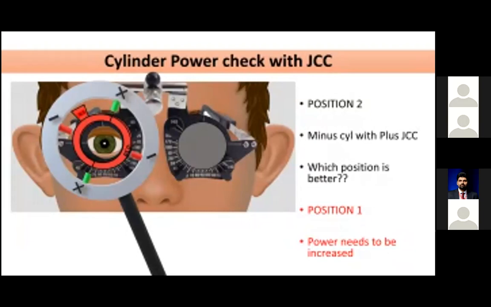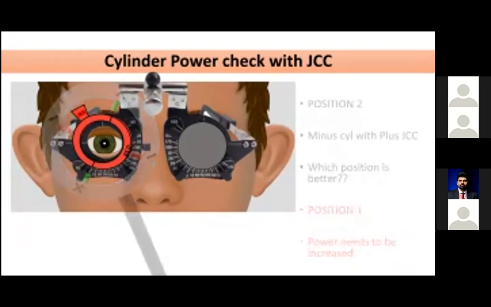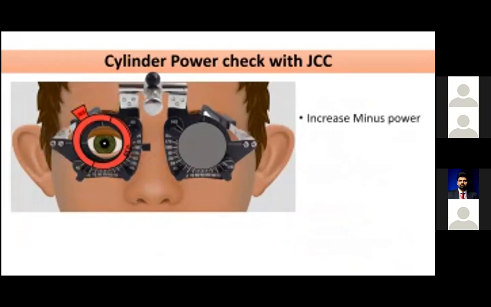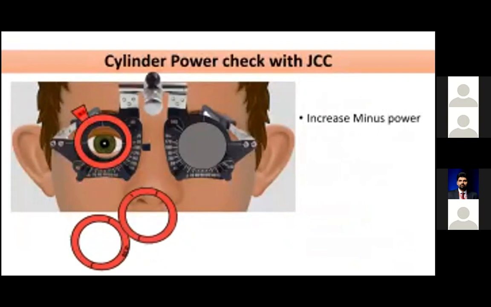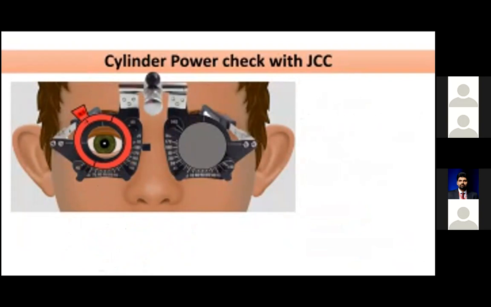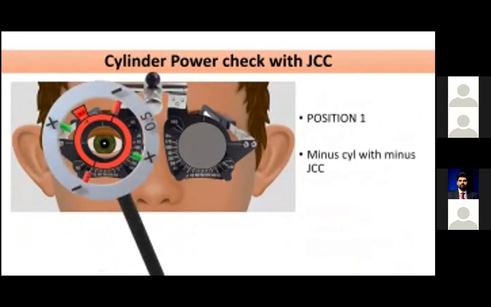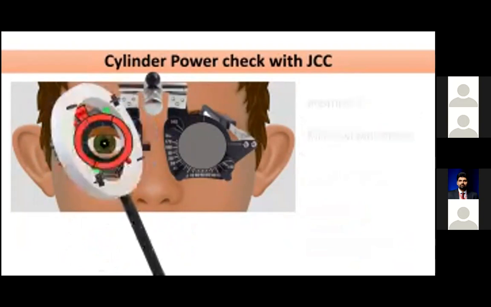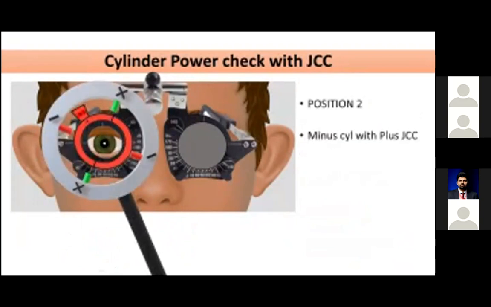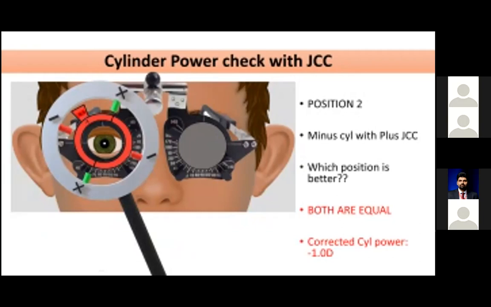So from minus 0.5, we change it and make it minus 1 diopter. And now we repeat the test. So with minus 1 diopter in place, we put the JCC in front. Again, this is position 1 and this is position 2, and we ask the patient which one is better. Now the patient says both are equal. That means now we have refined our cylinder power, and the corrected cylinder power is minus 1 diopter.